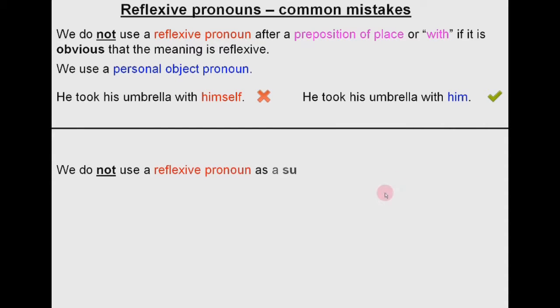A second common mistake is we do not use a reflexive pronoun as a subject. Remember, we said earlier that a reflexive pronoun is an object of the sentence, so we must never use it as a subject. So we must use a personal subject pronoun.